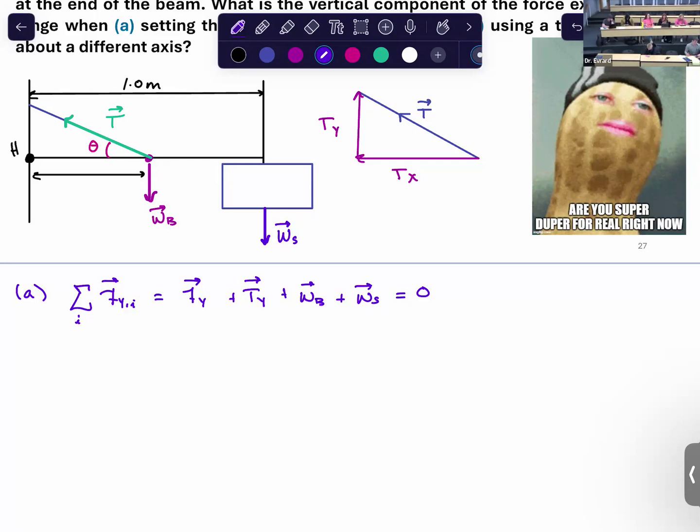Oh yeah, if you can weigh the beam way to the side. I like that.